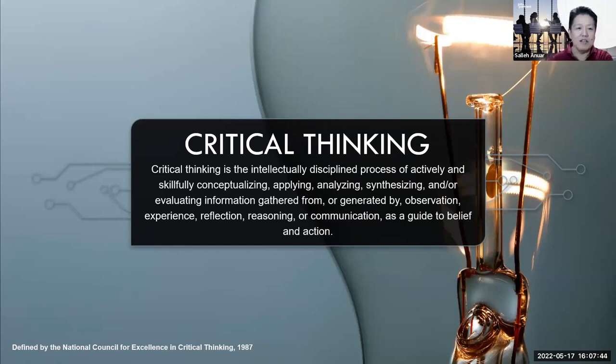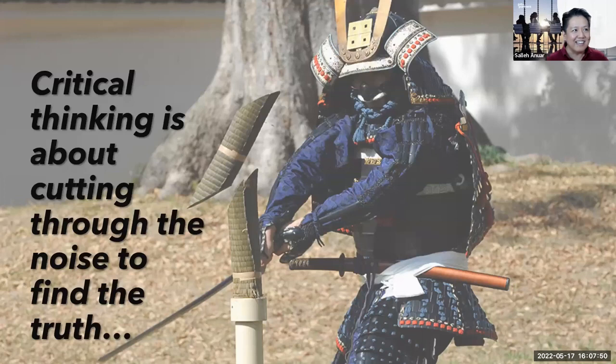Okay, so now that we have a common understanding of critical thinking in terms of a definition, I'd like to make it simpler for all of us. To me, if I were to describe what critical thinking is, it's about being able to cut through all the noise that we are dealing with. And when I say noise, it's a lot of unnecessary things that distract us from being able to find the truth. That could be a lot of information that might not be useful or information that might not be true. So I just like to put it as cutting through all the noise to find the truth.